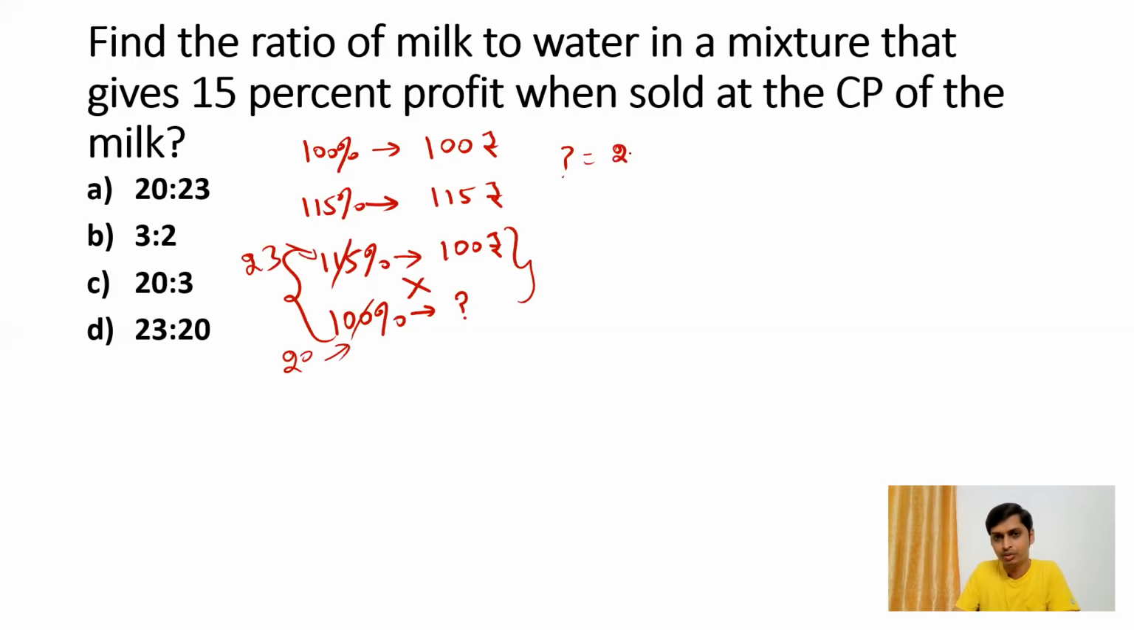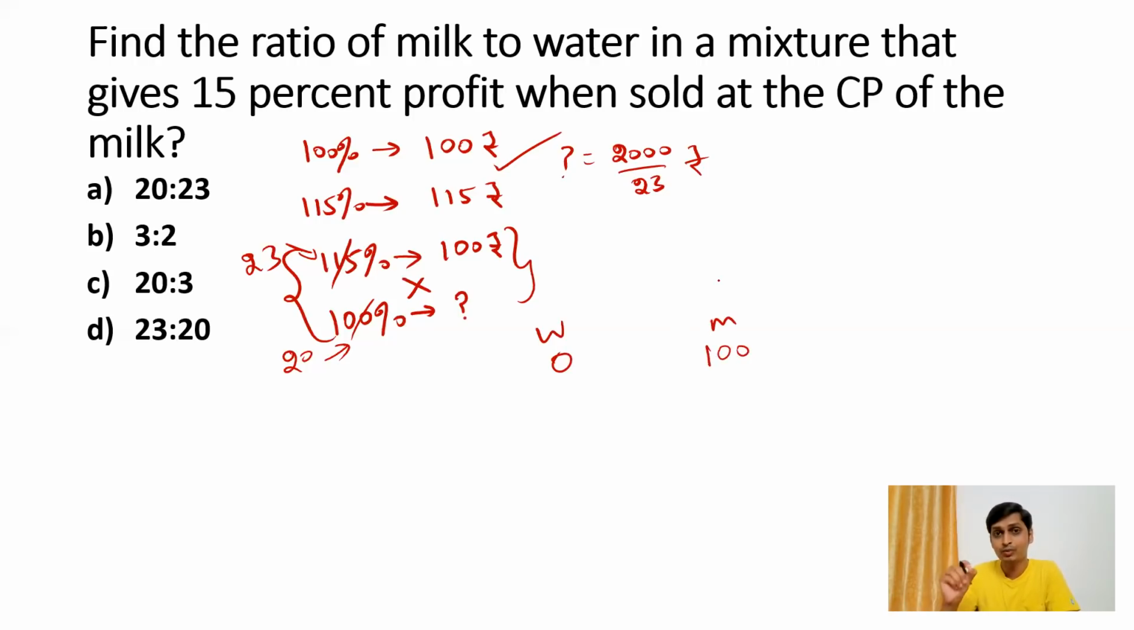So you can write 2000 by 23 rupees. So the actual cost price of milk in the mixture is 2000 by 23. Now we can use the alligation rule. Now what is the cost price of water? Cost price of water is 0 rupees and the cost price of milk is the 100 rupees we have fixed. Right. So you purchased for 100 rupees.